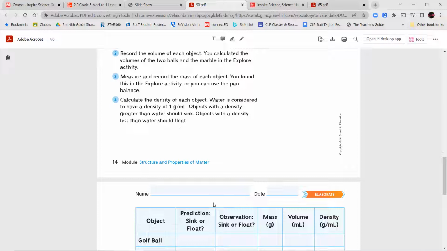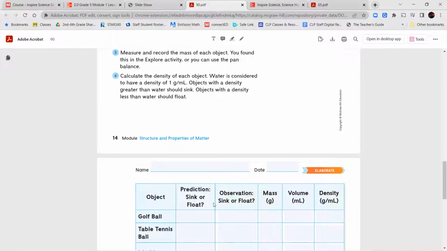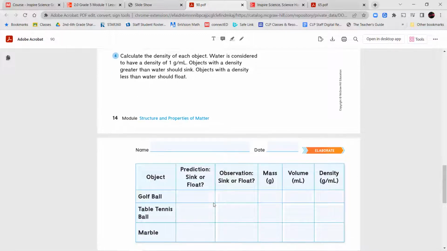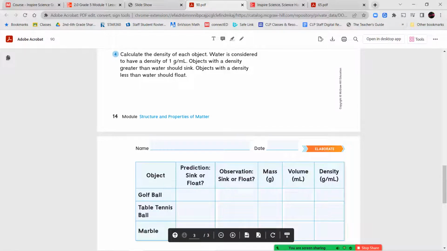Measure and record the mass of each object. You found this in the Explore activity, or you can use the pan balance. So you're going to pull from some of the information we got previously and fill it in here. We did that. Calculate the density of each object. Water is considered to have a density of 1 gram per milliliter. Objects with a density greater than water should sink. Objects with a density less than water should float.